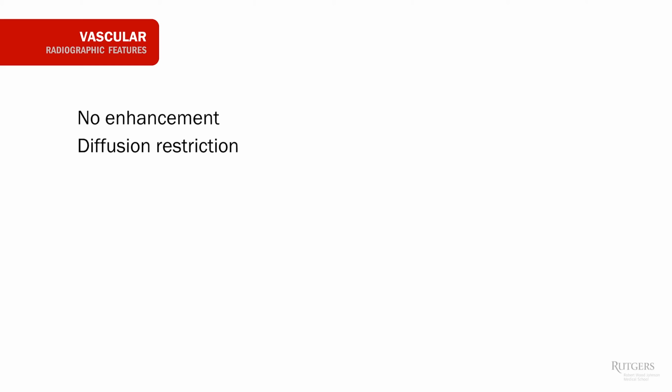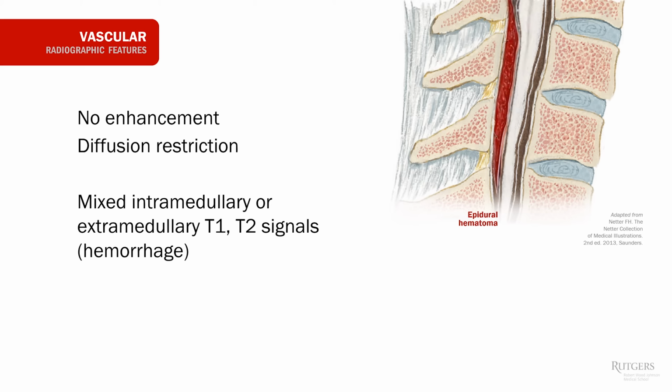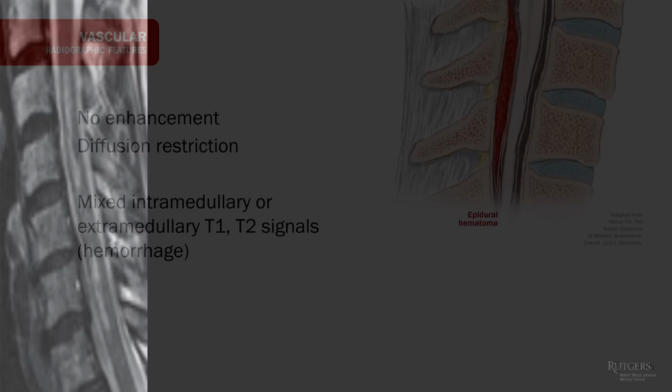With respect to imaging hematomas, as blood sits outside of the blood vessels and decomposes, the signal on T1 and T2 sequences of MRI changes. Without getting too technical, how bright or dark the lesion looks can give us a clue about the hematoma's age. Let's look at some examples.